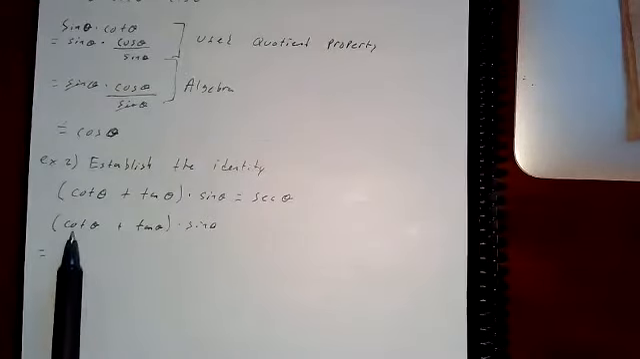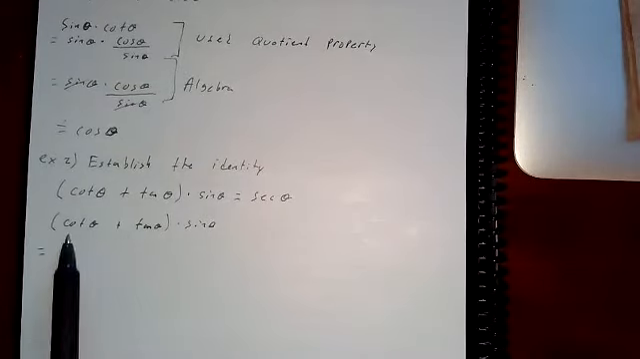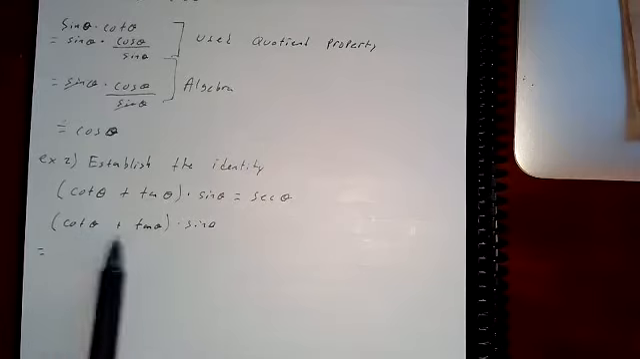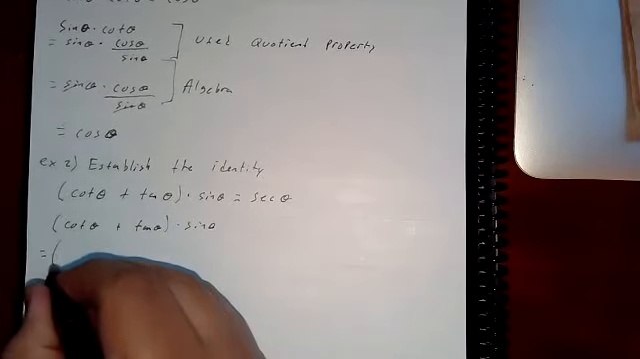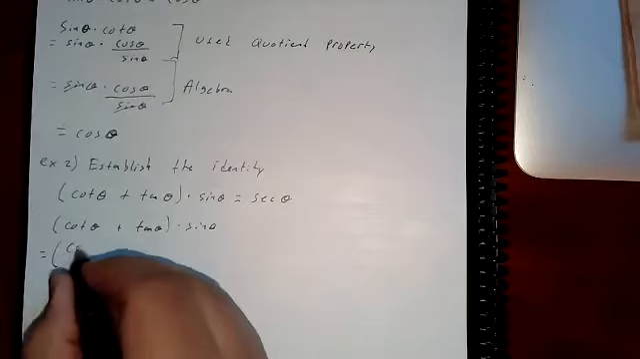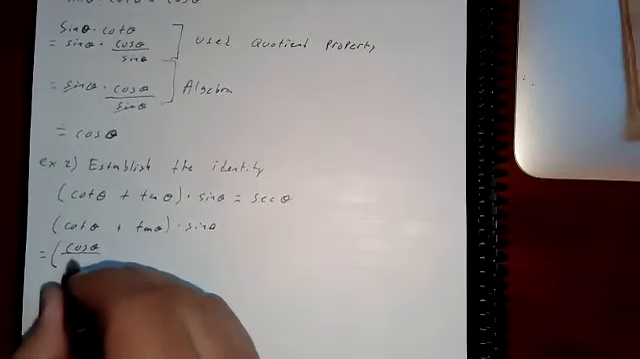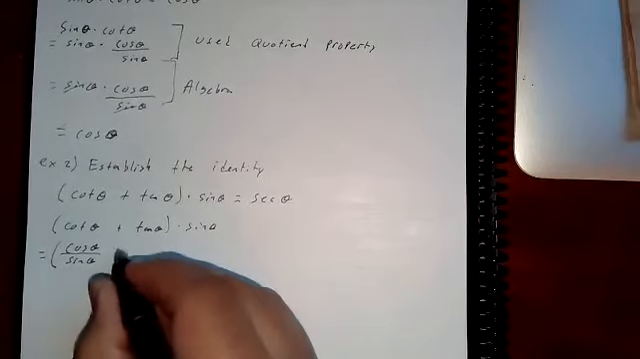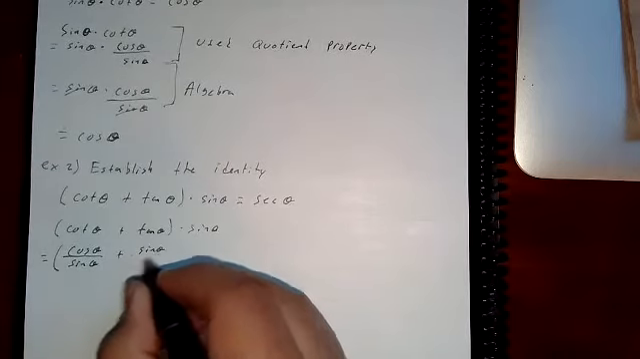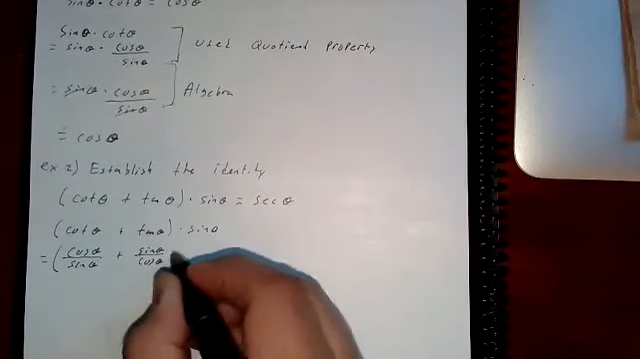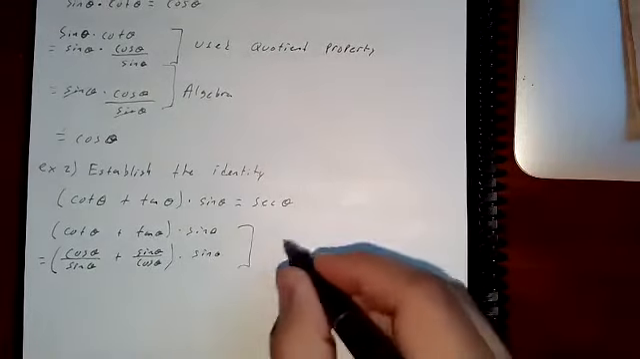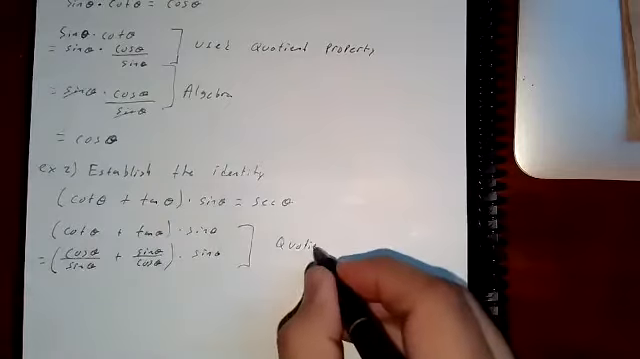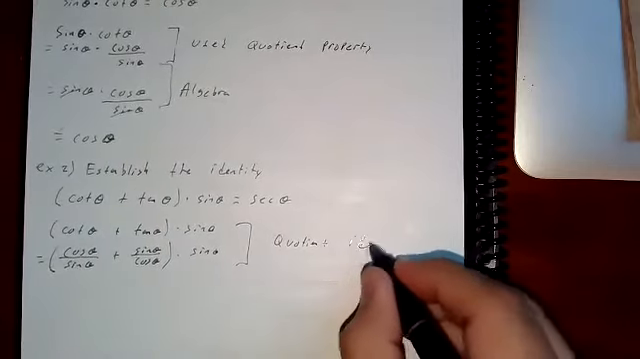So when I see this, I say, well, I could probably change these guys using the quotient property, right? Cosine over sine, sine over cosine. I could try starting with that. So let's see. This is cosine over sine plus sine over cosine, right? So I use the quotient property from here to here. Maybe identity, I forgot what the book called it.